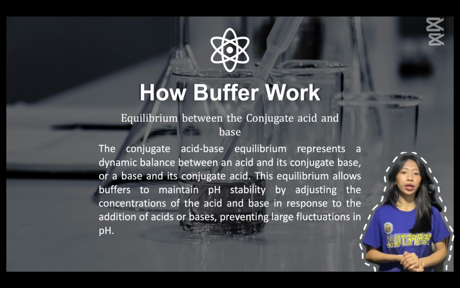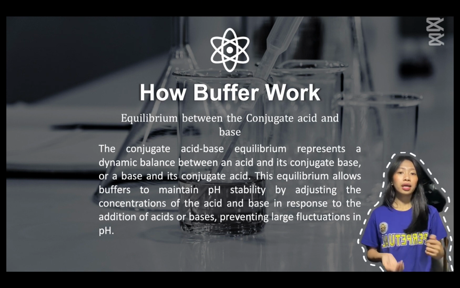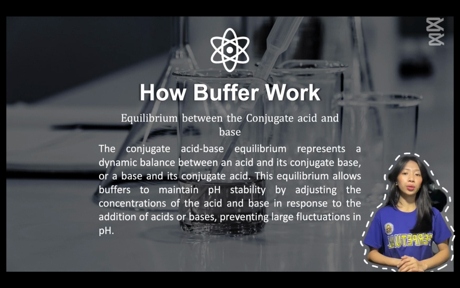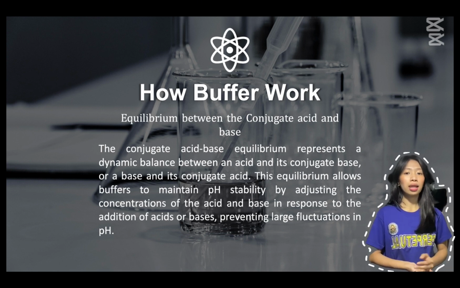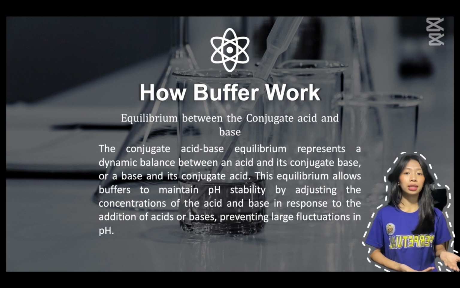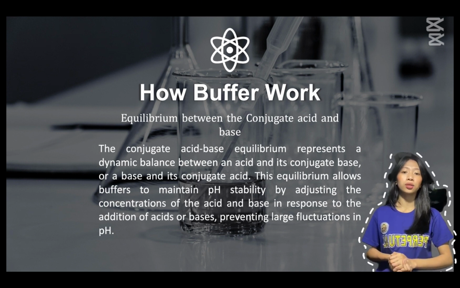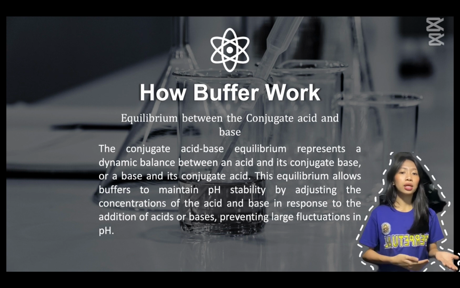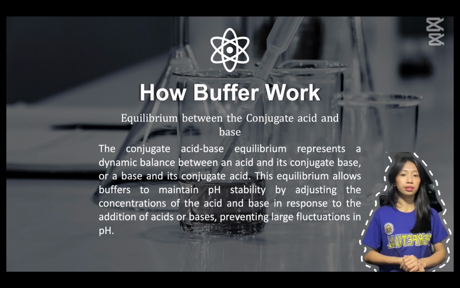How buffers work: equilibrium between the conjugate acid and base. Conjugate acid-base equilibrium represents a dynamic balance between an acid and its conjugate base, or a base and its conjugate acid. This equilibrium allows buffers to maintain pH stability by adjusting the concentrations of the acid and base in response to the addition of acids or bases, preventing large fluctuations in pH.